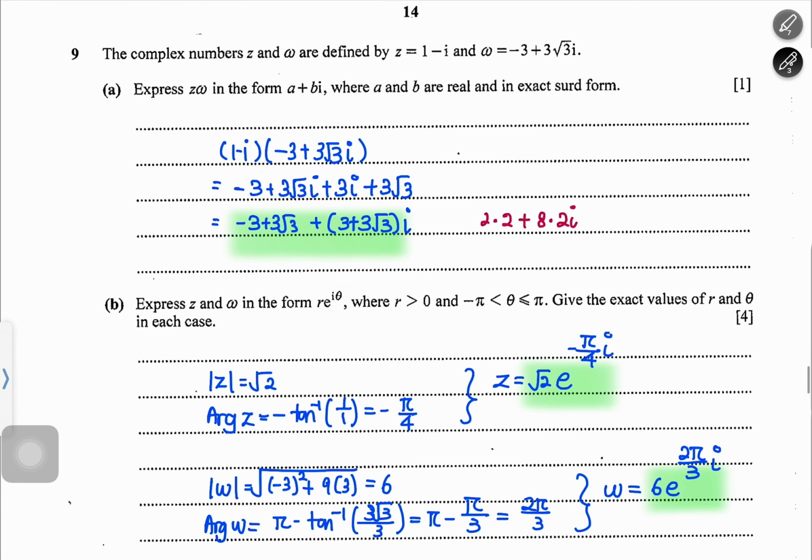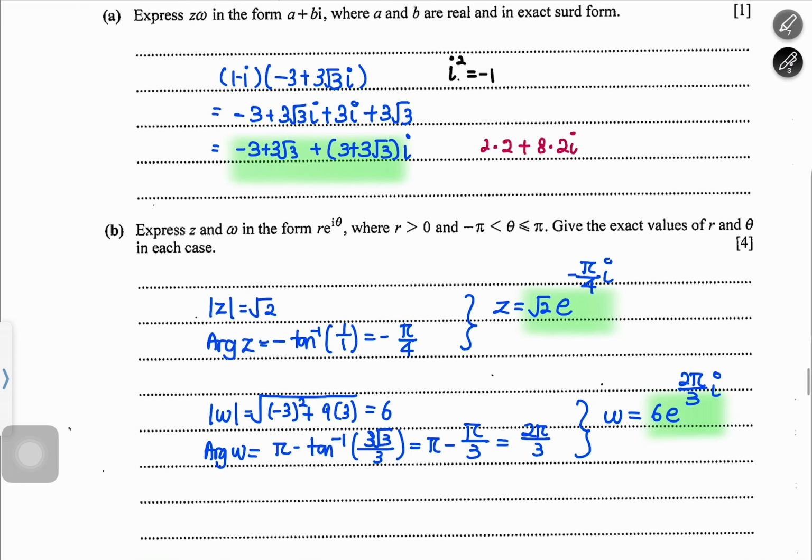For question number 9, they asked you to express ZW. So Z is given, W is given. This is easy. You can just expand. Just be careful. Your i squared is negative 1. So you just solve and you're going to get your a and b accordingly.